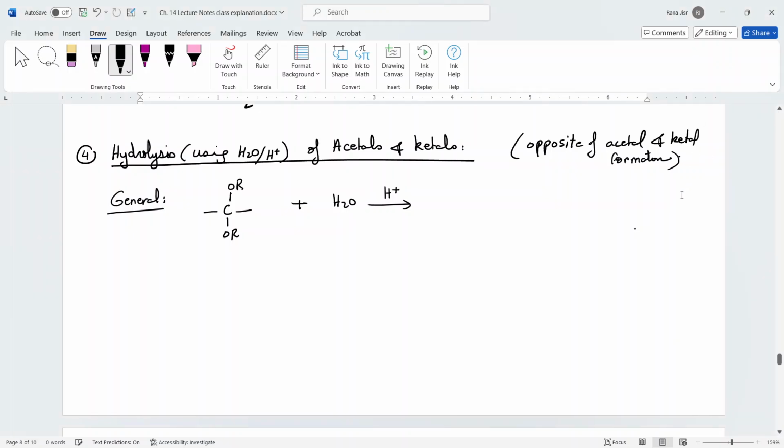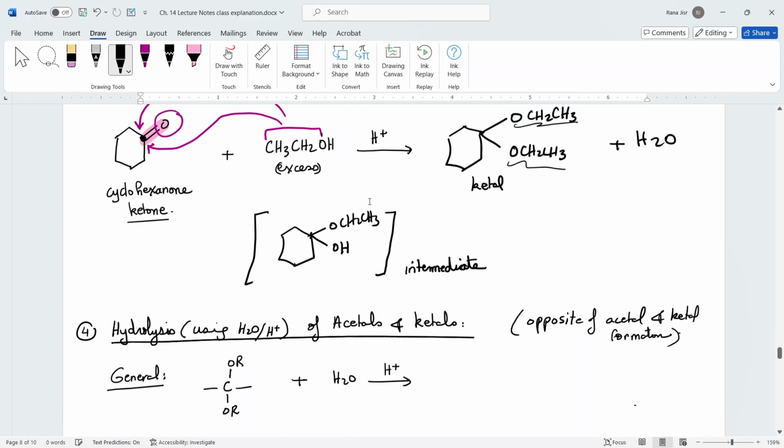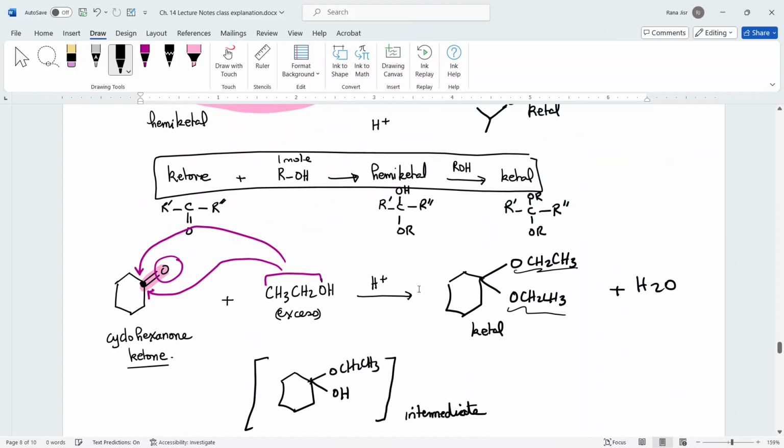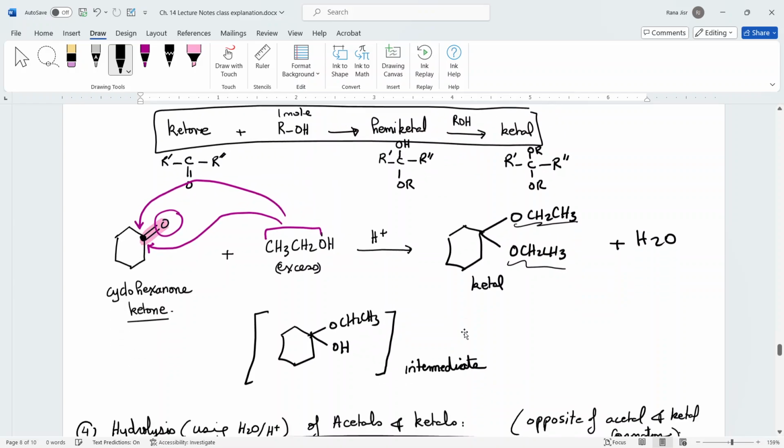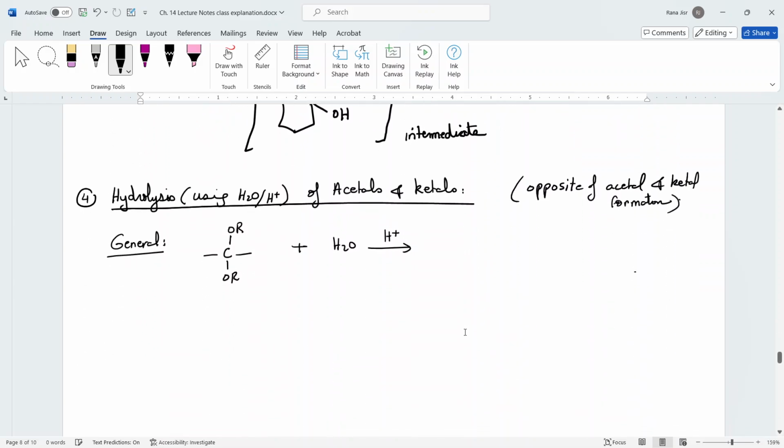Now, hydrolysis of acetals and ketals is a reversible reaction, and it is the opposite of acetal and ketal formation. So this is going to be the reverse of the reaction that we introduced earlier, where we formed the ketals and the acetals. And in this reaction, normally you start with either an acetal or a ketal.